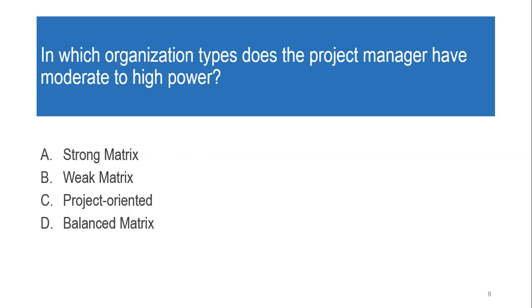Three, 2, and 1. The answer to this is obviously the strong matrix. Remember, strong, that's where the PM is strong. And that is the best answer to this question. In which organization type does a project manager have moderate to high power? Project-oriented is not moderate to high, it's high to almost total. So you need to remember the difference for your exam.